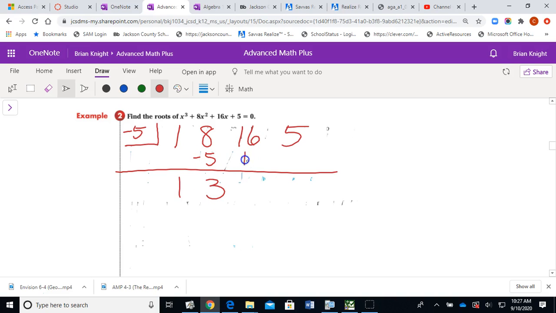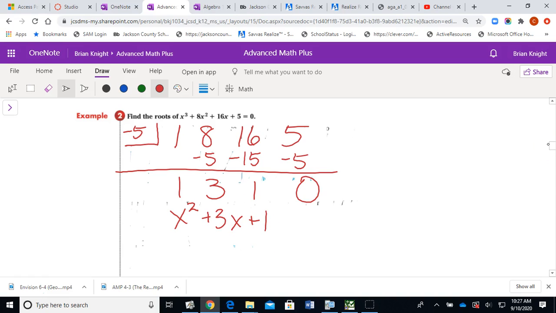-5 times 3 is -15, excuse me. That's 1. -5 times 1 is -5. We get 0. Again, if you don't get 0, something is wrong. We're left with x squared plus 3x plus 1.